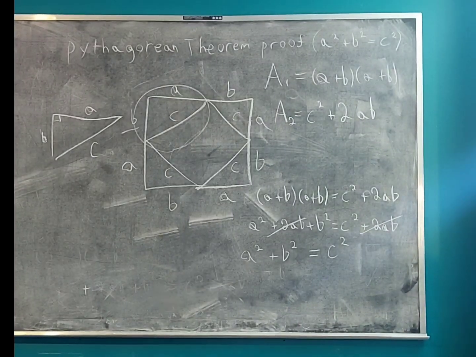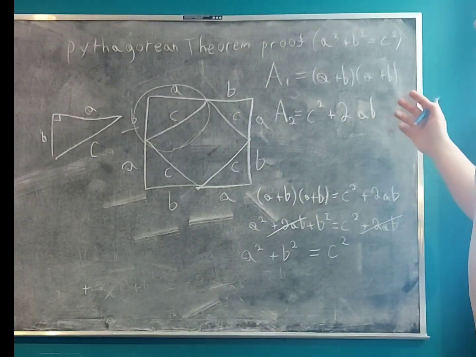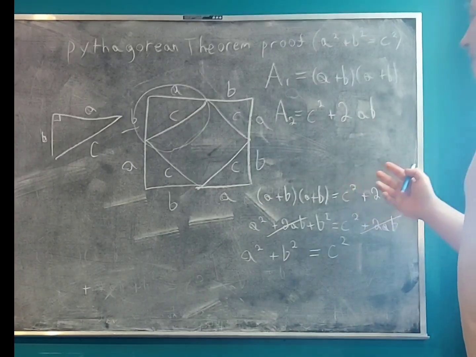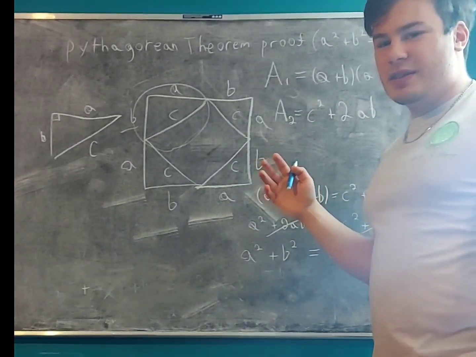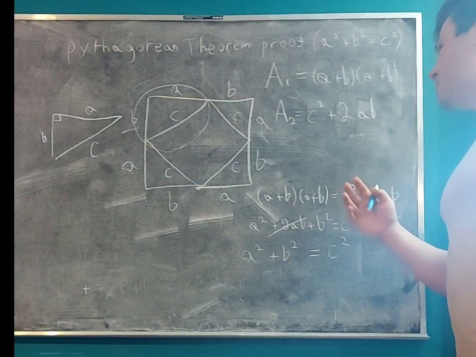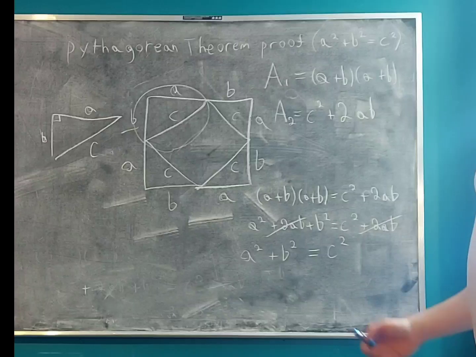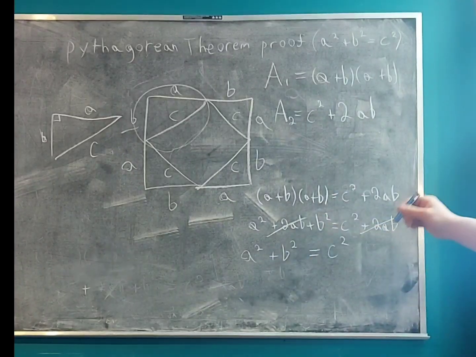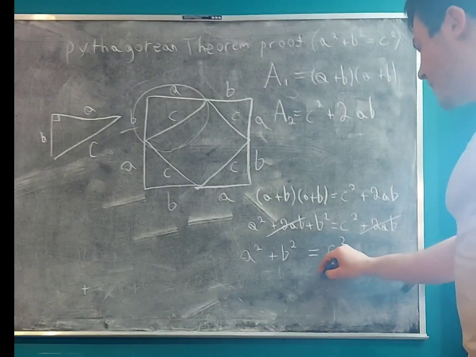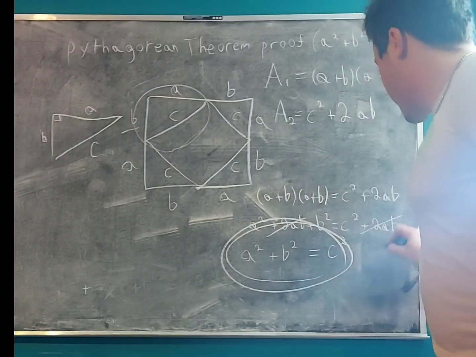We know that it's true because we used very simple algebra and just a picture, right? So very simple algebra, very simple area formulas to prove it, so we know it's true. And yeah, there you go. We have undeniable proof that the Pythagorean theorem is indeed true.